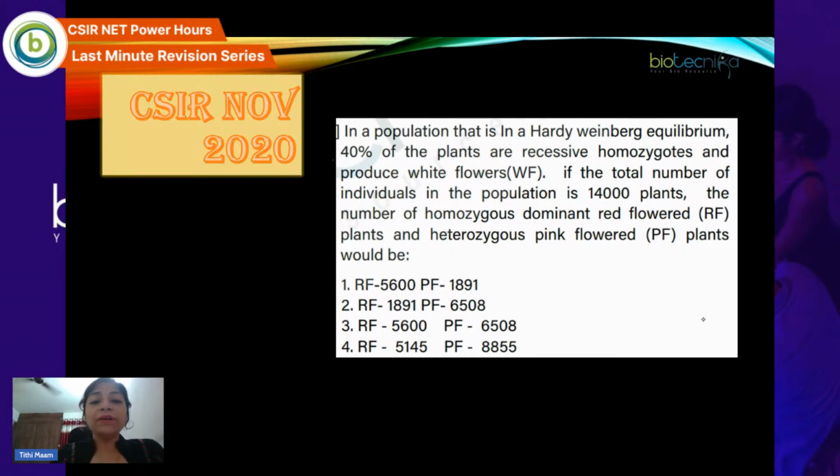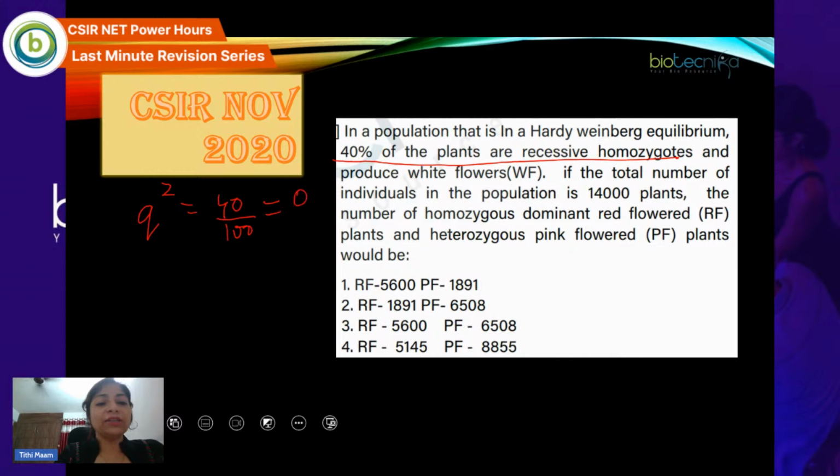So if 40% of the plants are recessive homozygotes producing white flowers, that means what is q square? q square is 40%, so q square is equal to 0.4. If q square is equal to 0.4, how much will be q? q will be equal to root of 0.4.